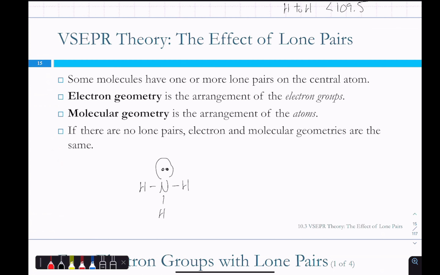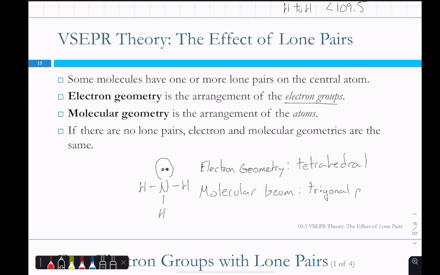Lone pairs are electron groups. And it's a lone pair on the central atom. So the electron geometry only depends on electron groups, so this will be tetrahedral. Now our molecular geometry only depends on the arrangement of the atoms. So this would be trigonal.